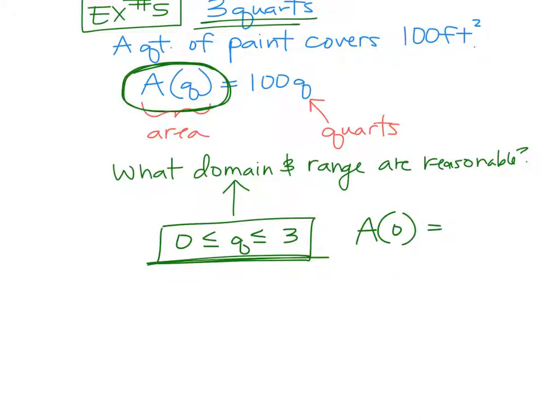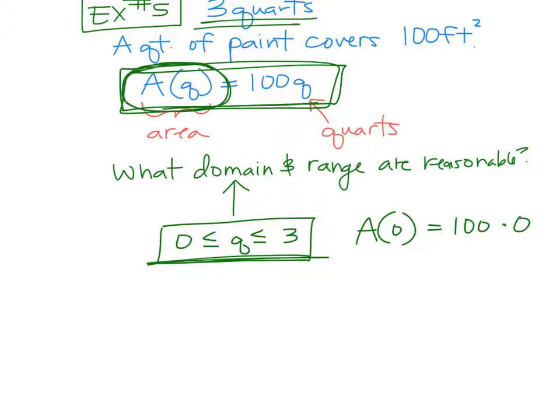Okay, so let's say I plug in 0. Then I'm doing 100 times what? If this is my function. Times 0, right? If I'm plugging in 0 for Q, it's 100 times 0. So A of 0, if I use 0 quarts of paint, in other words, I would get 0 area covered. Okay?